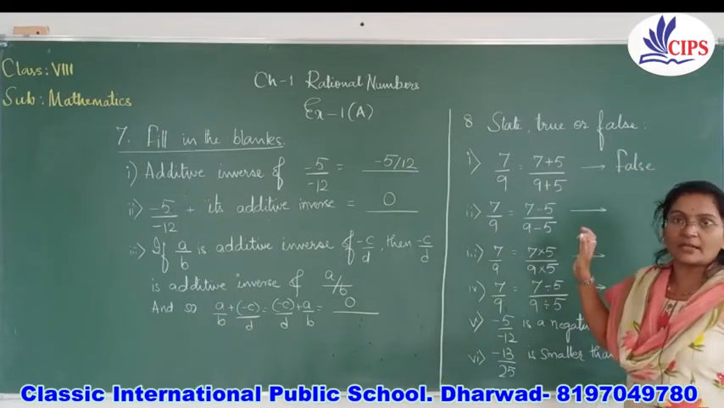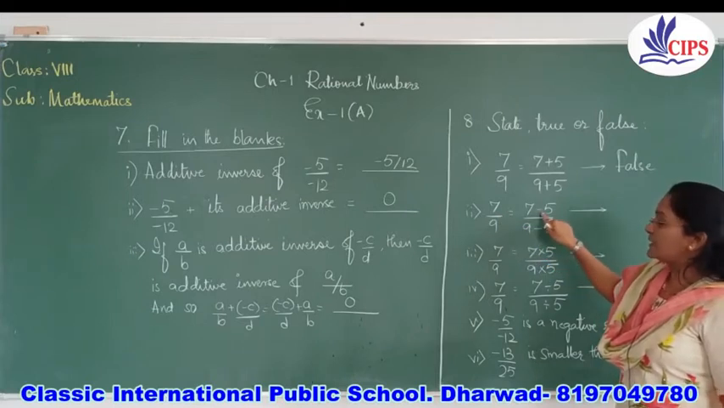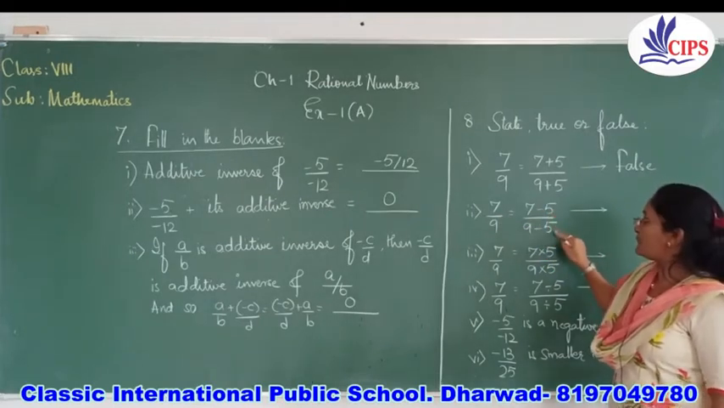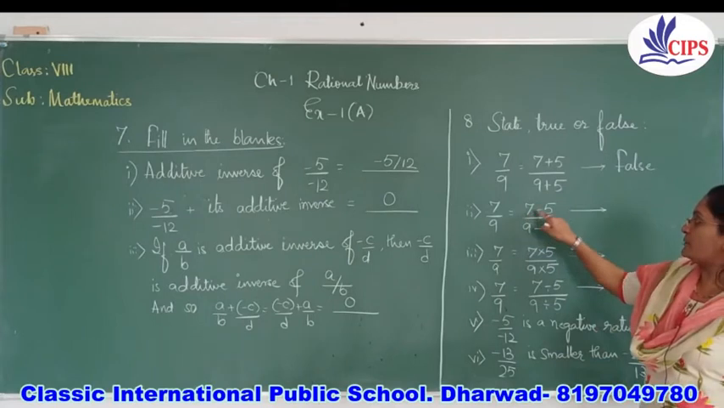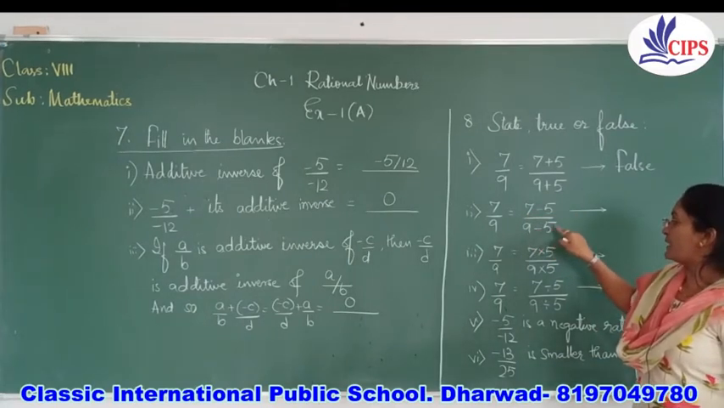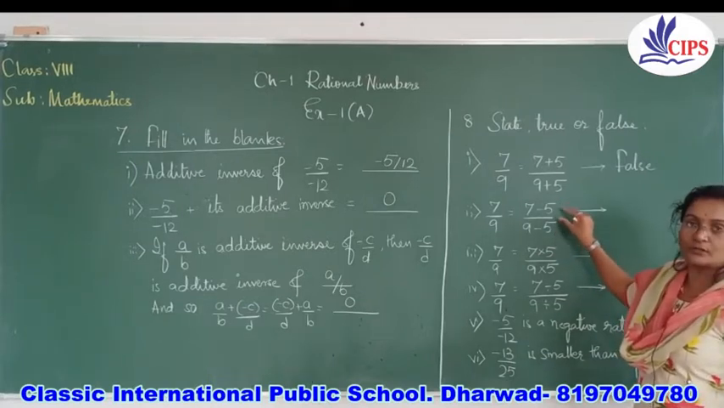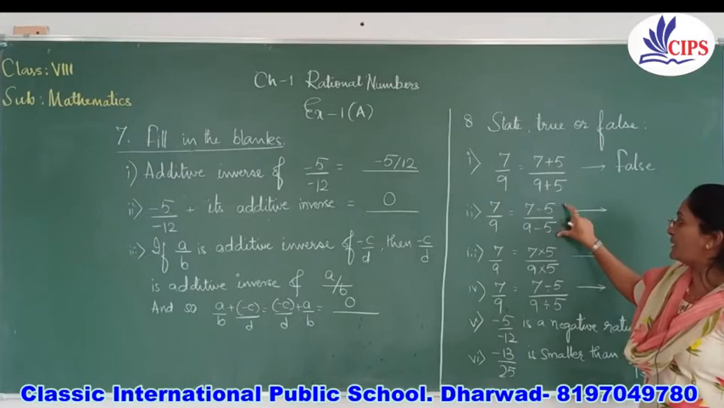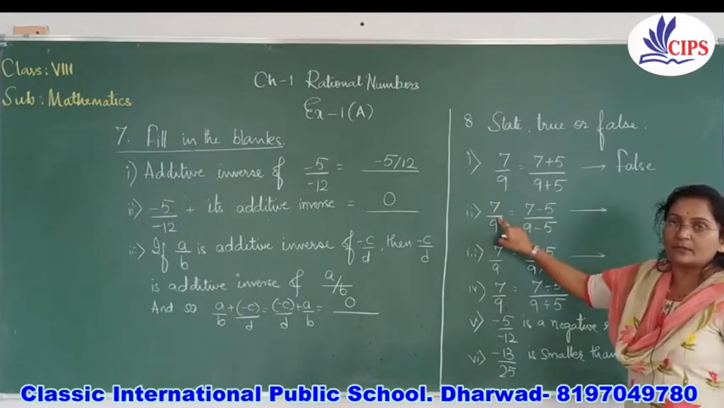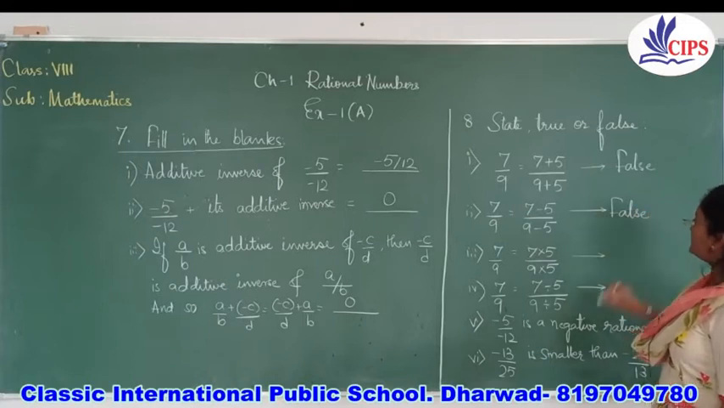Or you can just mention F. Now again here they have given the same number 7 by 9, and here they have subtracted 5 on both the sides. So 7 minus 5, what we get? 2, and 9 minus 5 is 4. So here we have got 2 and 4. When you simplify, you get 1 by 2, which is not equal to 7 by 9. So here also the statement is false.